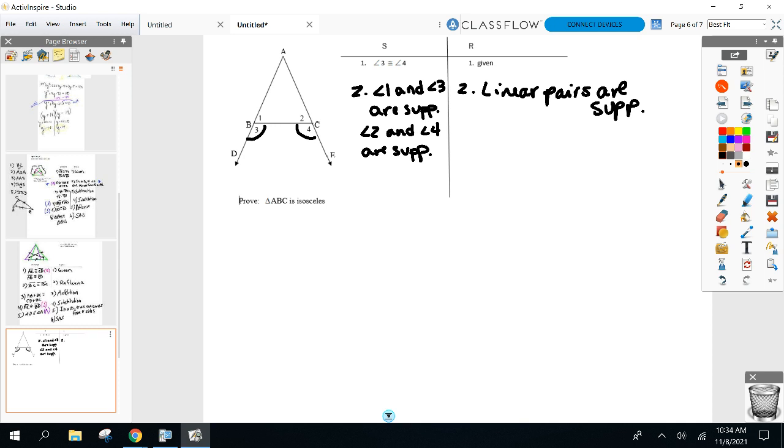All right, well, where are we going with that, right? Where are we going? Well, take a look. 3, and what's 3 supplementary to again? 1. What's 4 supplementary to? Okay, are 3 and 4 supplementary to the same angle? No, but they are supplementary to congruent angles. Supplements of congruent angles are congruent. That's how I get 1 and 2 equal. I use that theorem from Unit 2. Supplements of the same angle are congruent.